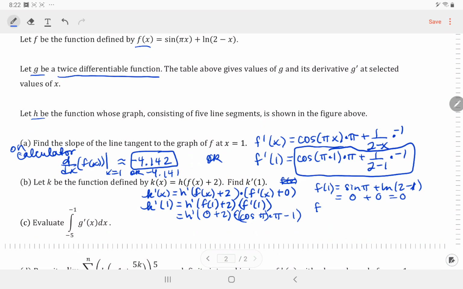If I did put the rounded value, I would put h prime of 2, and then let me show you the other way. I would do h prime of 0 plus 2, and then over here I would put negative 4.141..., and then I would store that value. I think that would be acceptable also, but you really would need the ... to show that you didn't round early. So depending on what way you did it, it's okay. H prime of 2 times cosine pi times pi minus 1.